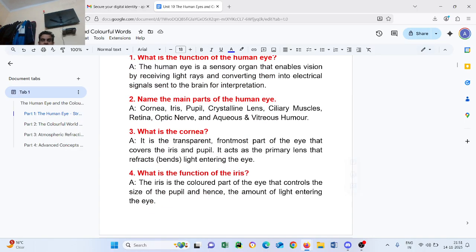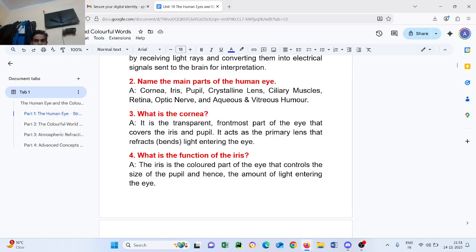What is the function of the iris? The iris is the colored part of the eye that controls the size of the pupil and hence the amount of light entering the eye.